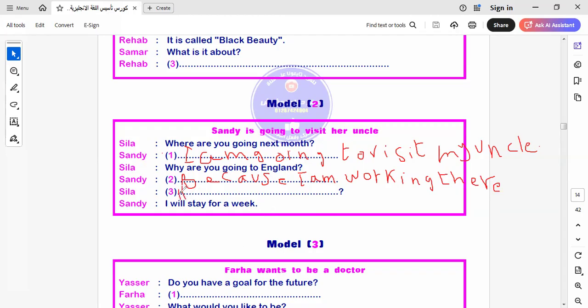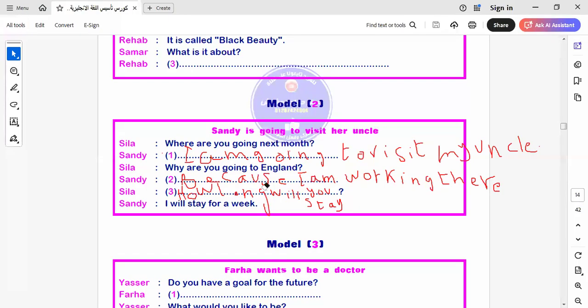As we know from the last class, when we ask about a period, we use the expression: How long will you stay? And we have a question mark at the end of the sentence.